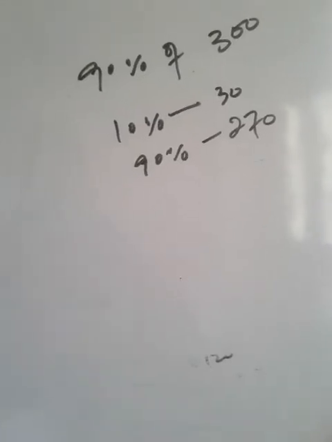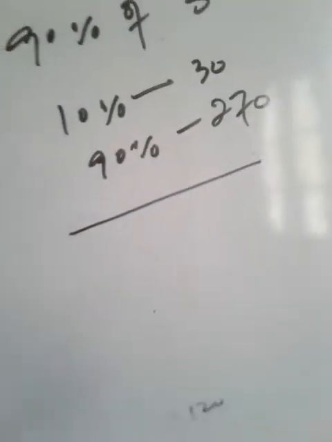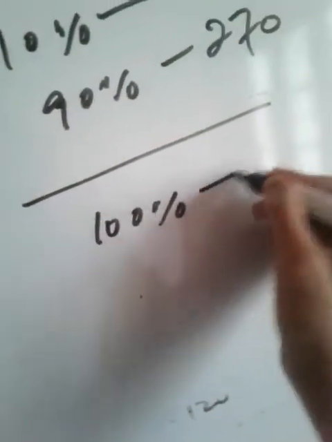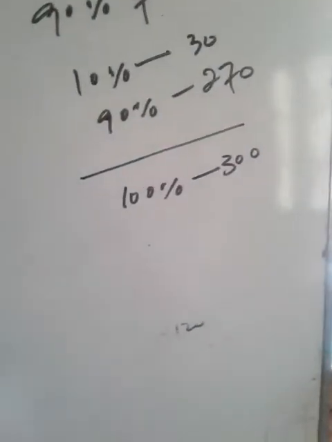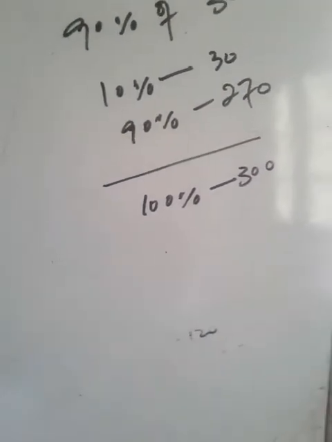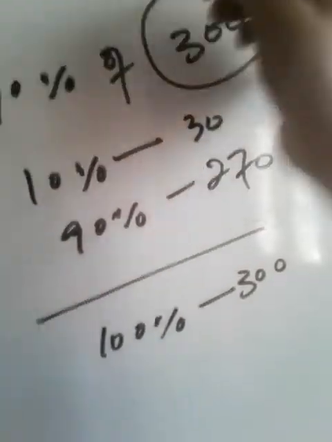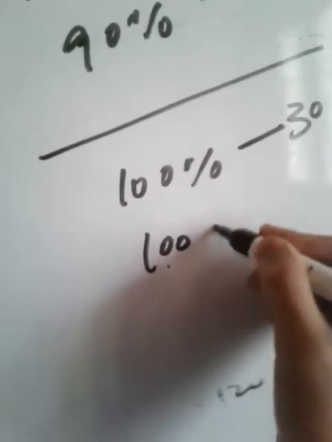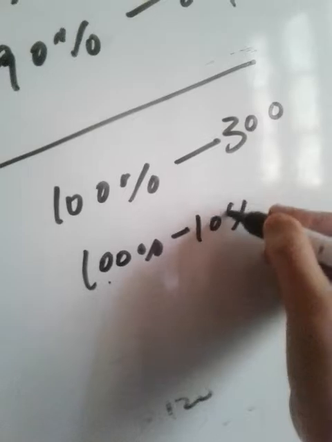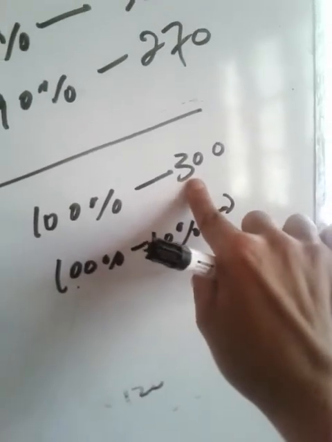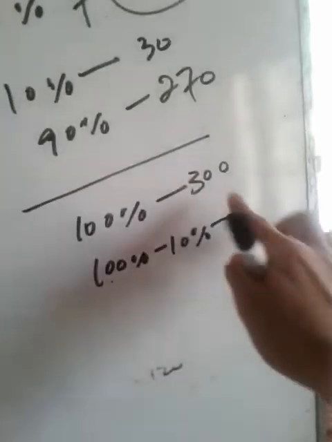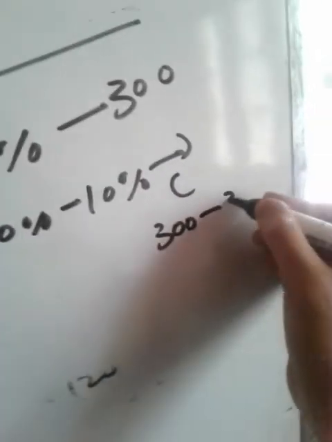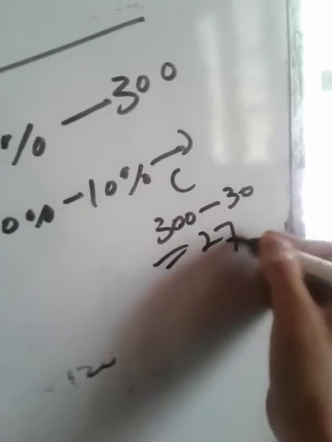One more simplest way. Have a look. Any value in percentage terms is 100%. This 300 is 100%. What you are required to find is 90%. So you subtract the 10% value from 100%, and you will get the answer. What is 10%? 100% is 300, so 10% is 30. This is 300 minus 30. This is 270.